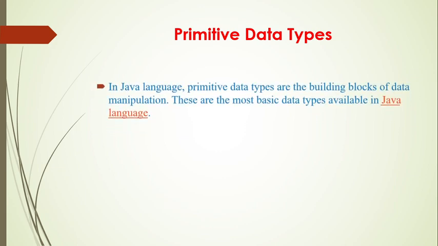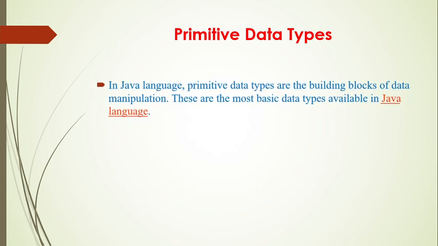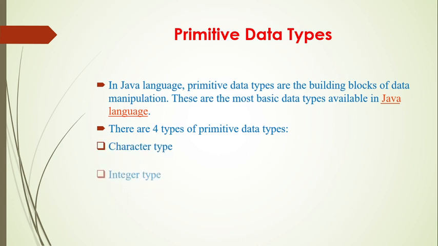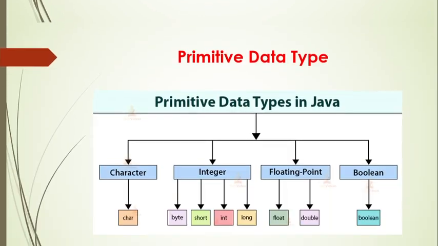Let's discuss the primitive data types. In Java, primitive data types are the building blocks of data manipulation. These are the most basic data types available in Java. There are four types of primitive data types: first the character type, then the integer type, then the floating point type, and then the boolean type.